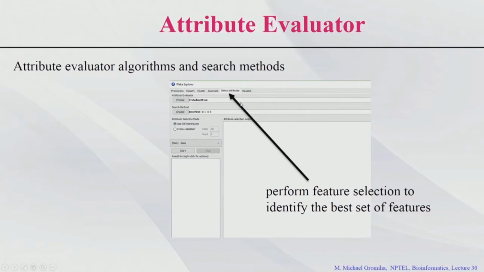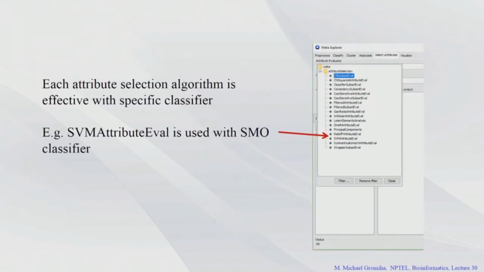In Weka we also have the attribute evaluator, so we can do that manually or you can use the attribute select option. This performs feature selection to identify the best set of features. If you do this, it will also give you an option: these are the probable features which can give the best performance. In this case, each attribute selection algorithm is effective with a specific classifier. So, for each classifier they use different algorithms to optimize these features.